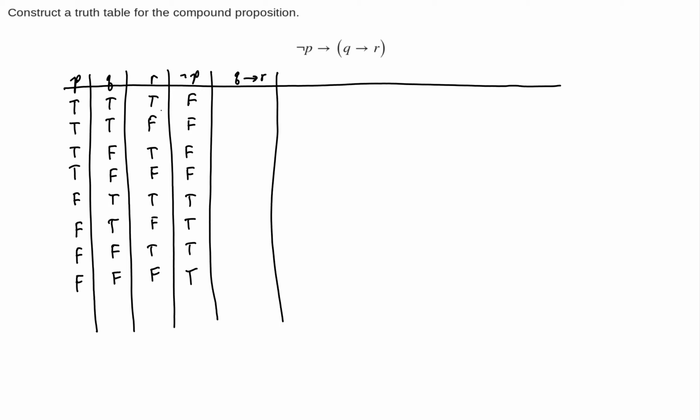Okay? Q arrow R, so Q implies R, and the conditional. Remember, the conditional is only false when it's T arrow F, right? T arrow F is false. Everything else is true. So this one's going to be true, false, true, true, true. And then we have a false, right? T arrow F for Q arrow R here, and then true, true. All right?